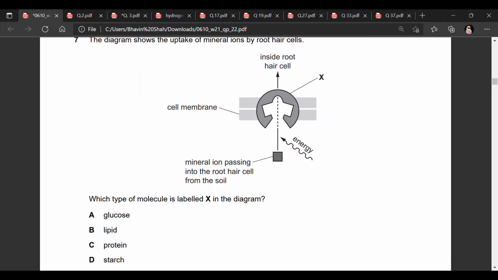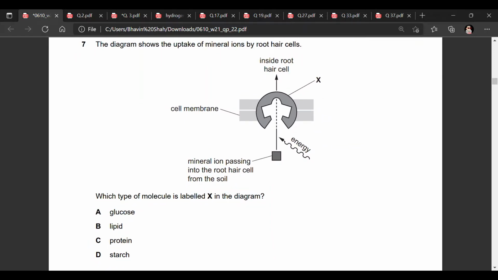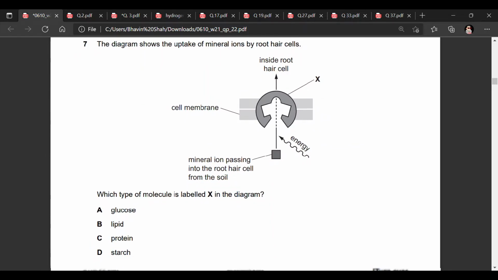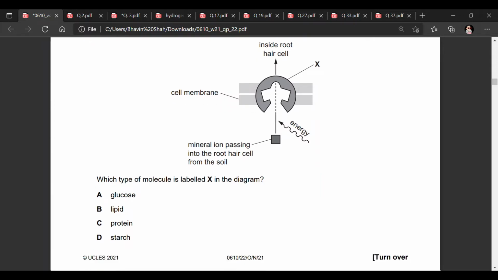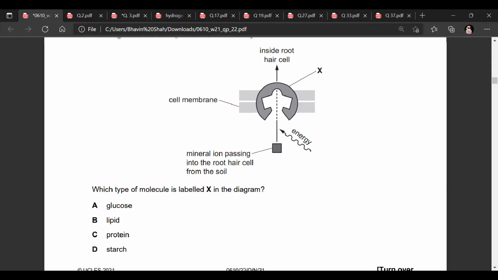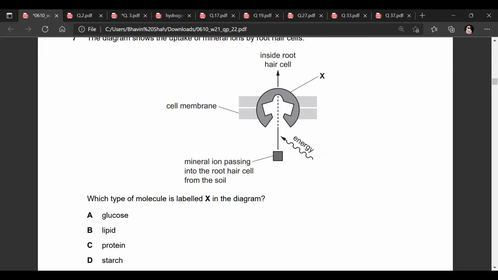Okay. The diagram shows the uptake of mineral ions by the root hair cells. Which type of molecule is labeled X? So as we can understand, X is a root hair cell. This is the cell membrane. We require energy. We just did the definition of diffusion and now we are moving to the definition of active transport.